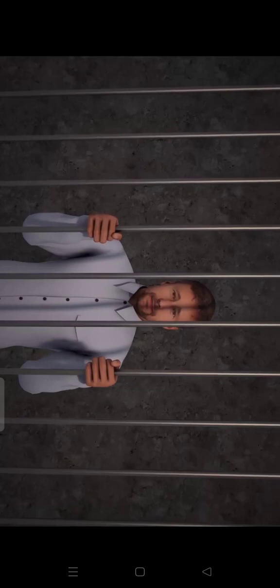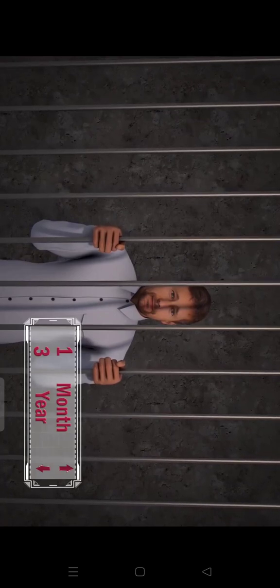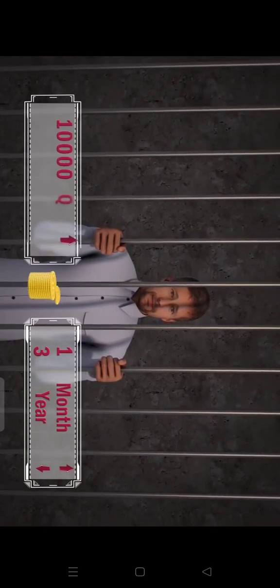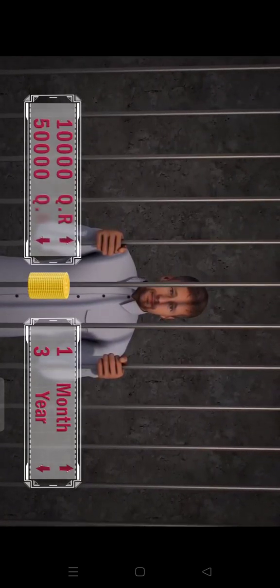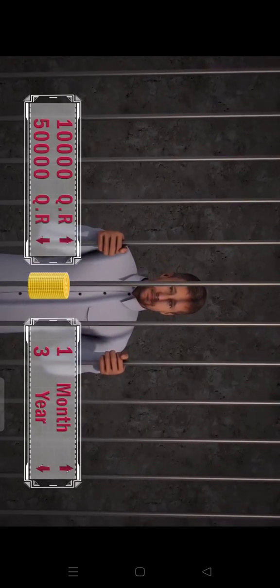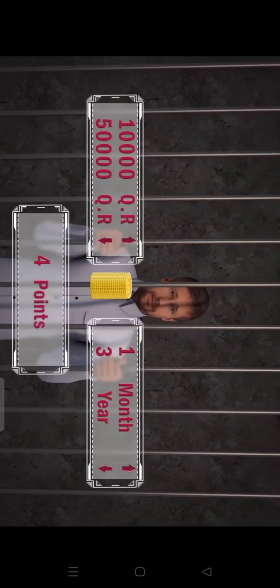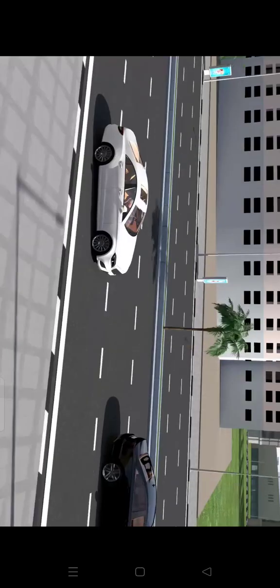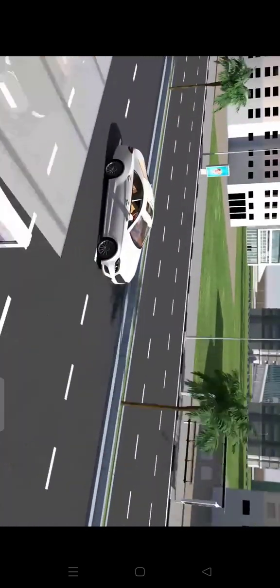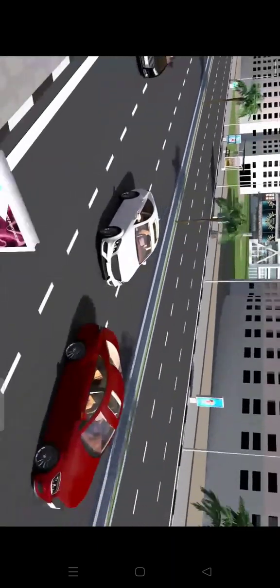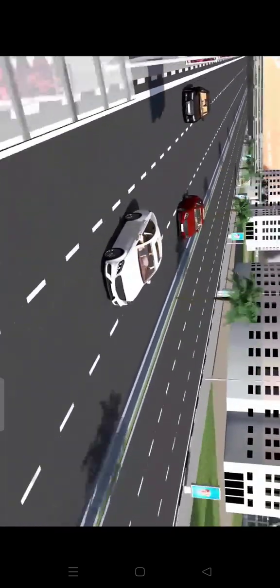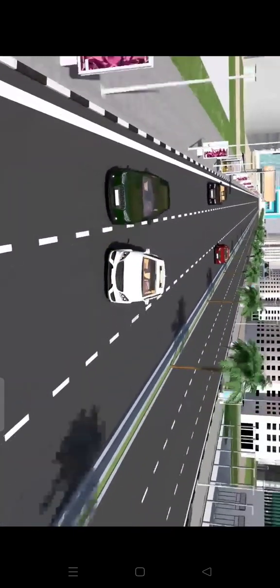The law punishes by imprisonment for a period no less than a month and no more than 3 years, with a fine of 10 to 50,000 riyals, or by one of the two punishments. 4 points are also to be added to the credit of drivers who are driving carelessly and without attention, and by doing so endangering lives, money, and property.